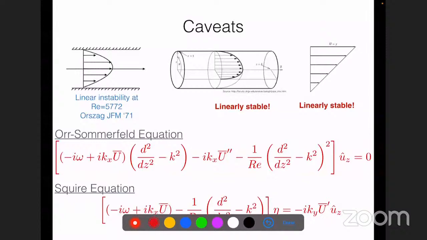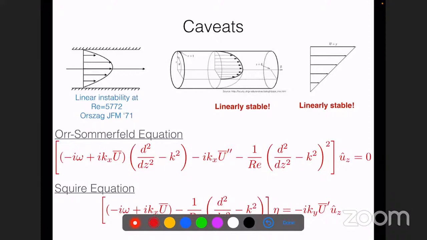Now, if you take three classical problems, channel flow, pipe flow, Couette flow, and you do a linear stability analysis. For the channel flow, there is a linear instability for the viscous equation, the Orr-Sommerfeld equation, and that occurs at a Reynolds number close to 6,000. 5772 is the critical Reynolds number at which the flow becomes unstable. The pipe flow is linearly stable for all Reynolds numbers. And the Couette flow is again linearly stable for all Reynolds numbers.